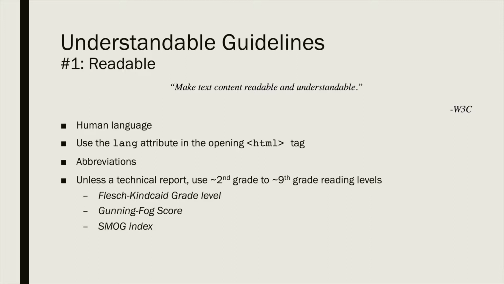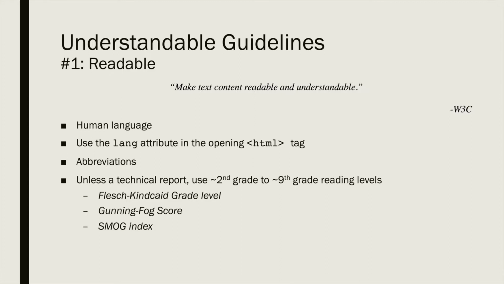First off, unless you're actually writing the code, you want to make sure you're using human language in your content, regardless of whatever code you're using. You want to use the lang attribute in the opening HTML tag to specify what language is being used on the page, whether it's English, Spanish, French, German, or even Japanese. You want to make sure that all abbreviations have the appropriate definitions and have the associative abbreviation standards when it comes to defining abbreviations.